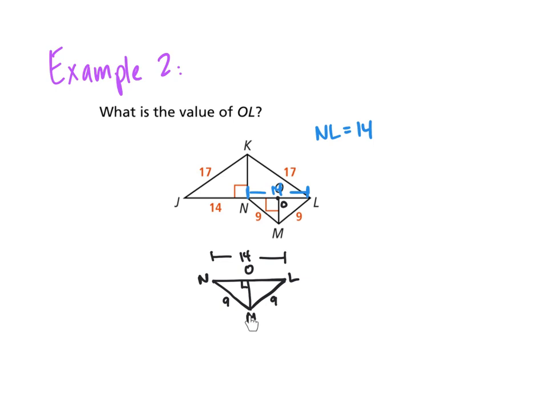So now if we look at M, it's equidistant from the endpoints of segment NL, so it must be on that segment's perpendicular bisector. MO is perpendicular to that segment, so O must be the midpoint of segment NL. And if the whole thing is 14 units long, that would tell me that each of these sides must be 7. So OL would be equal to 7.